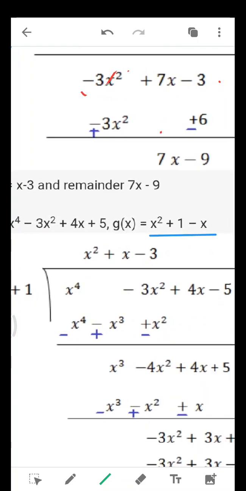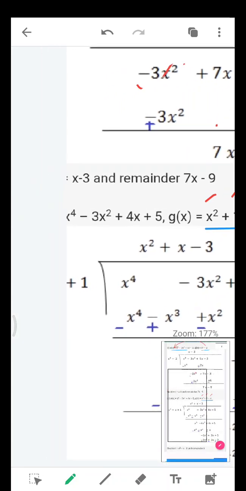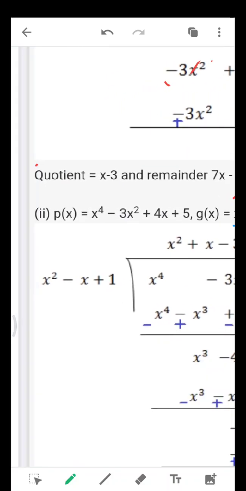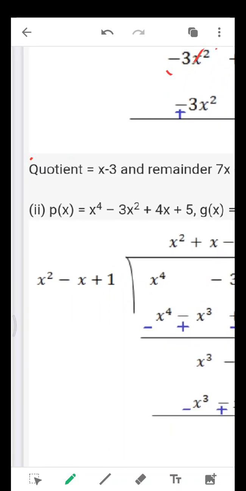X square comes first, then minus x, then plus 1. That is the standard form. So you can clearly see here, he has already arranged x square minus x plus 1. And in the dividend also you can see x power 4, x cube term is missing here.